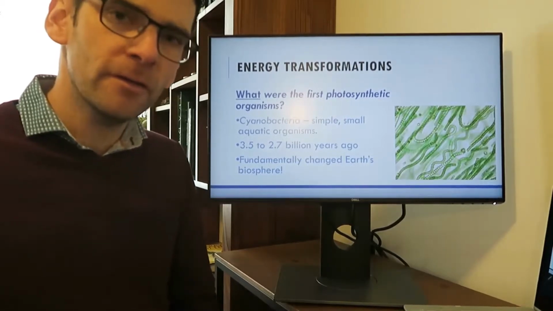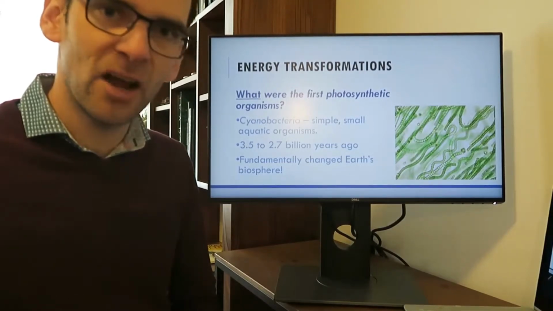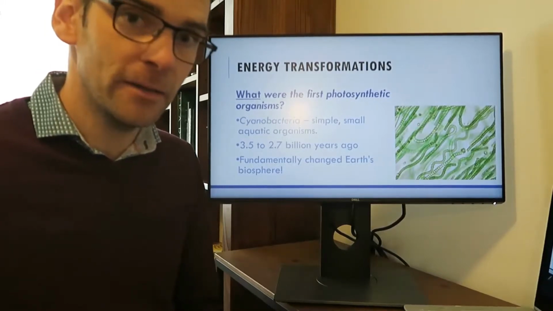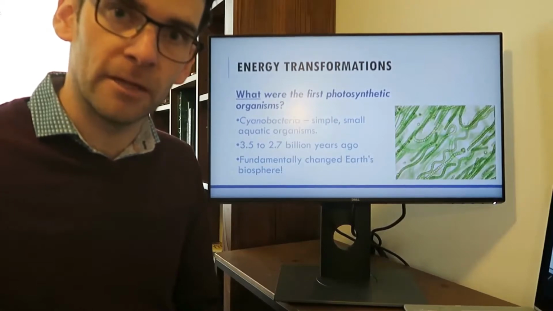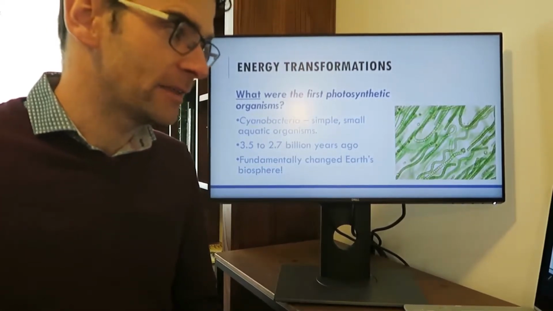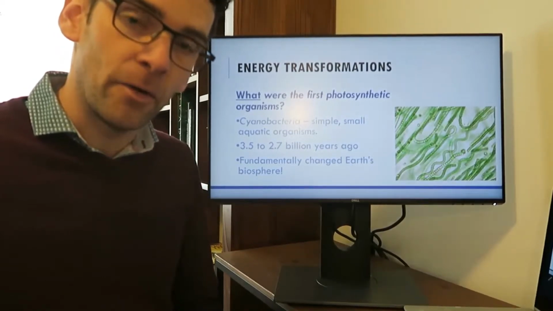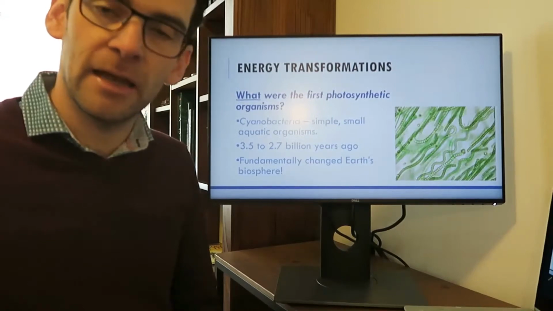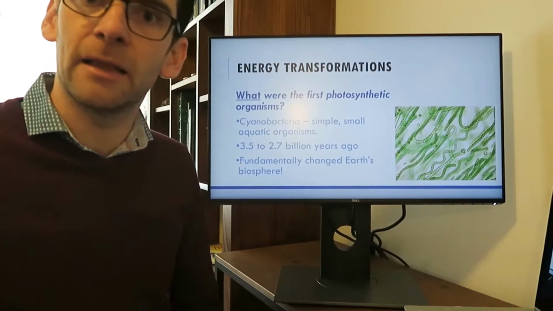But the first photosynthetic organisms were really tiny, small bacteria called cyanobacteria. We can still find them, many different species, largely in aquatic environments in the ocean. But back in the day, I think 3.5 to 2.7 billion years ago, when they first achieved this feat, they were just in a completely different environment. So it wouldn't have looked anything like the world we see today.